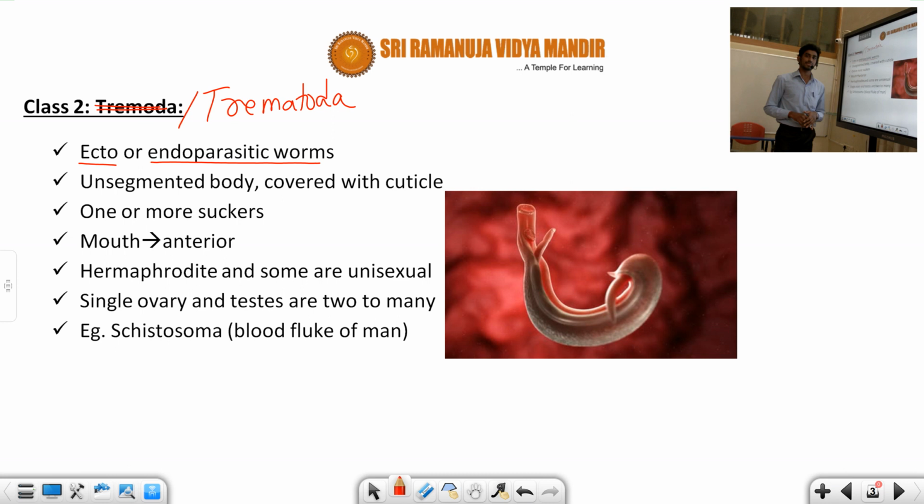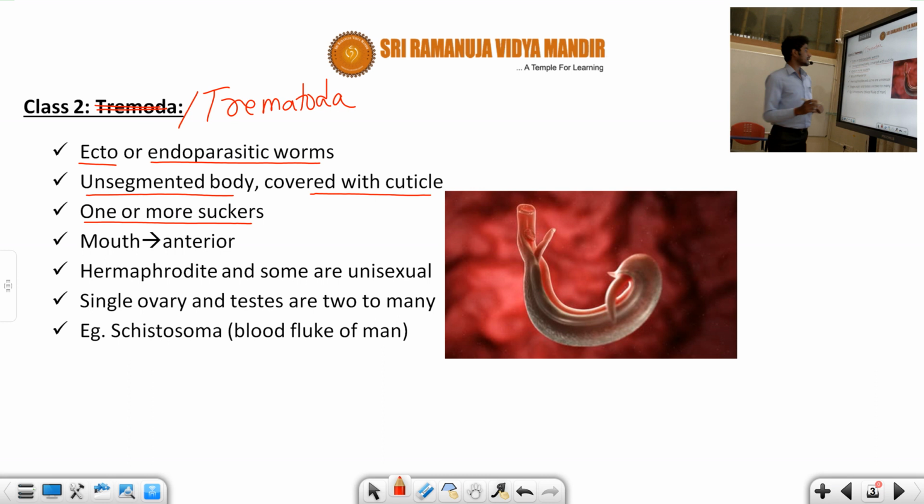Here the body does not have any segments. That's why it is called unsegmented. The body is unsegmented, but it is covered with a cuticle layer. Here there are one or more suckers. What is the function of the suckers? It is attachment. And the mouth is in the anterior part.